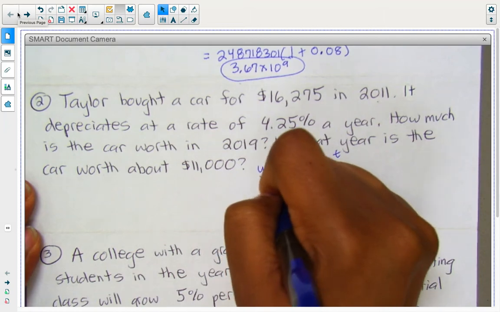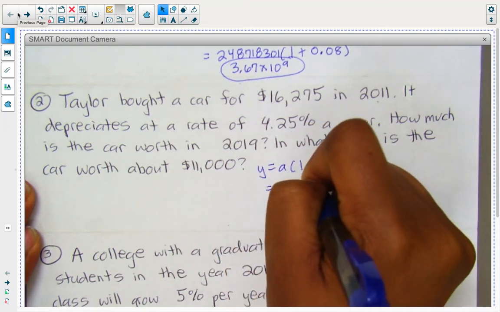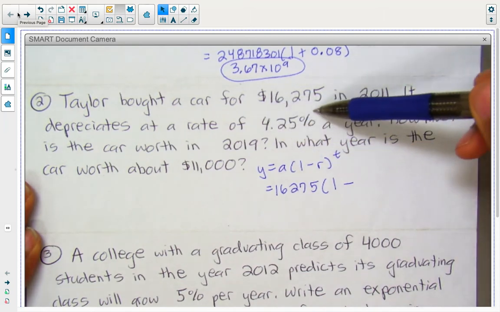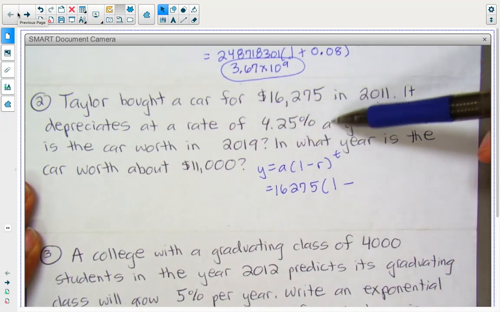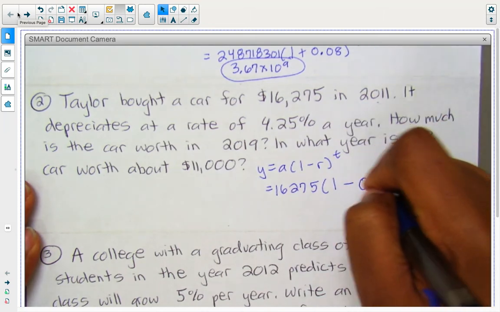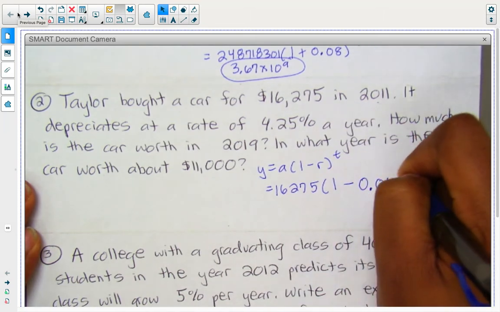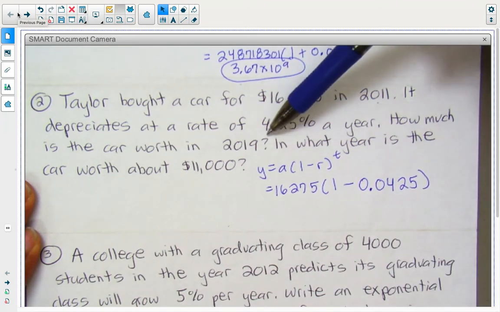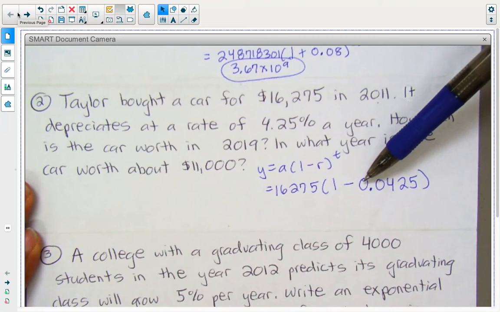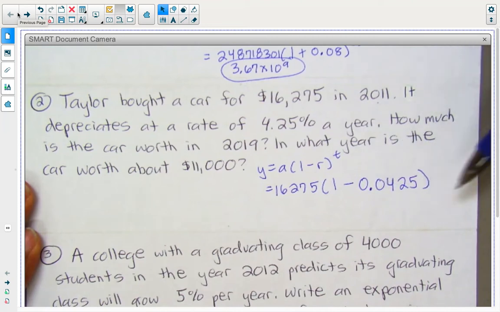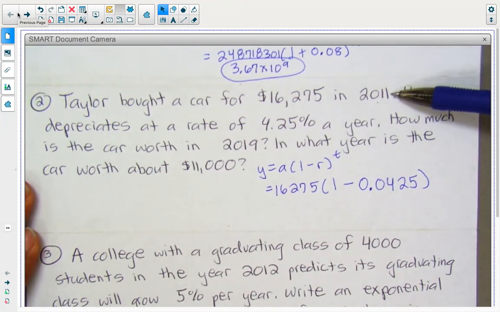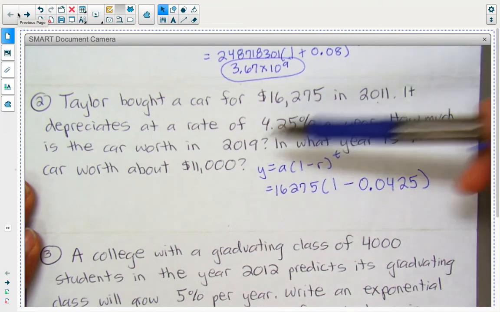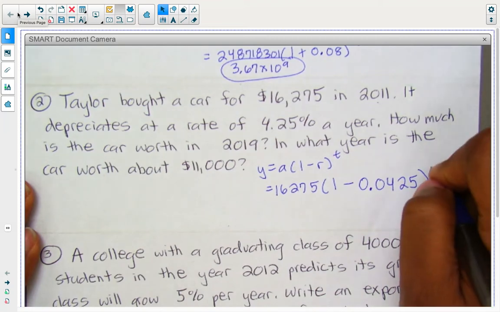16,275 is what we're starting with. 1 minus 4.25%. We need to change that to a decimal. So you need to change your percentage to just a decimal. So the decimal point was right here after the 4. Move it once, move it twice. So it would be 0.0425. We started in the year 2011 and we go to 2019. So 2011 to 2019, that is 8 years later.